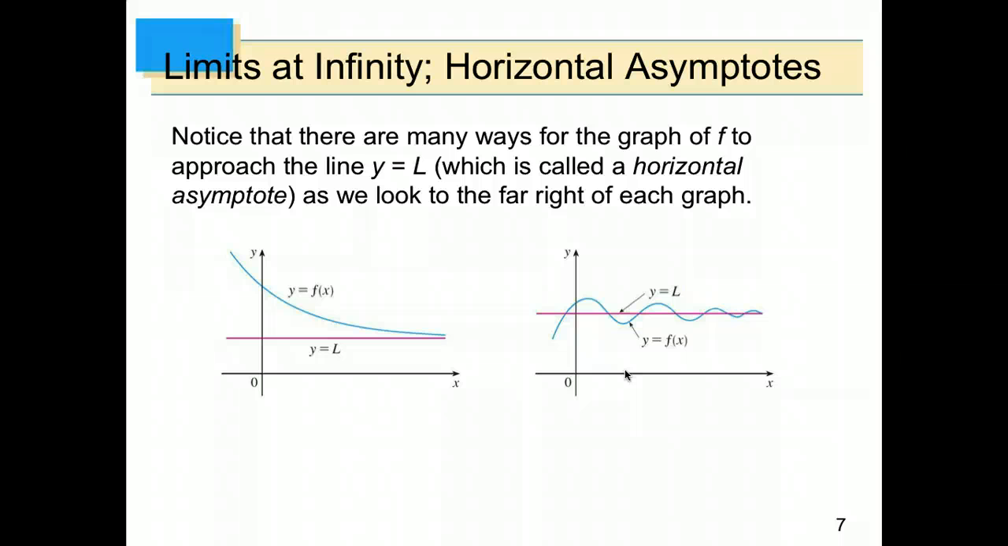And notice here are a couple different ways that some function or graph of f can approach a line L. Once again, we call these horizontal asymptotes, as we look far to the right of each graph. On the right-hand side here, the function is kind of oscillating but dampening as x gets bigger and bigger and is approaching L. Where on the left here, it looks like it could be some type of perhaps inverse variation or an exponential decay function, where it's just smoothly approaching and getting closer and closer to that line y equals L.